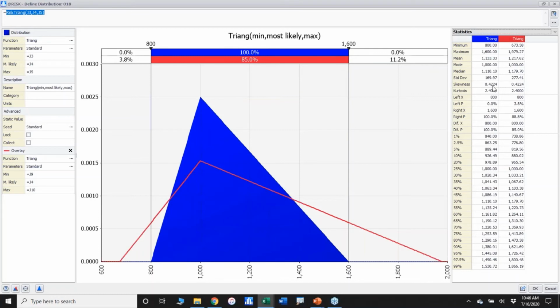Here's the proof in the pudding. Look at the skewness here. Hopefully that's large enough to see. For both triangular distributions, the original one and the trigarv, they both have a 0.42 skewness. And that was how Dr. Garvey developed the math to solve for the new max and the new min: find the missing probability, that 15%, and split it in a way that the skewness is maintained.